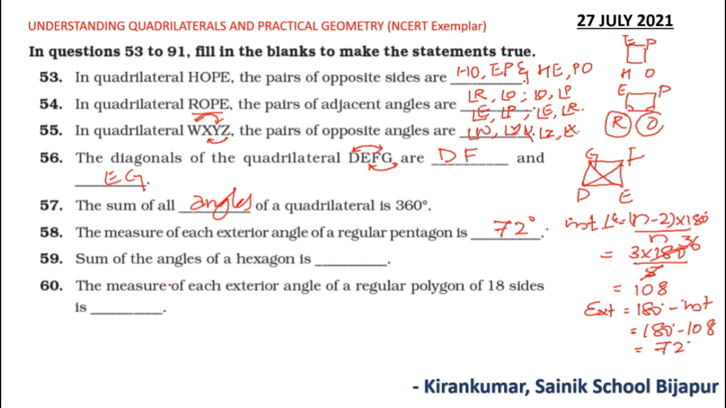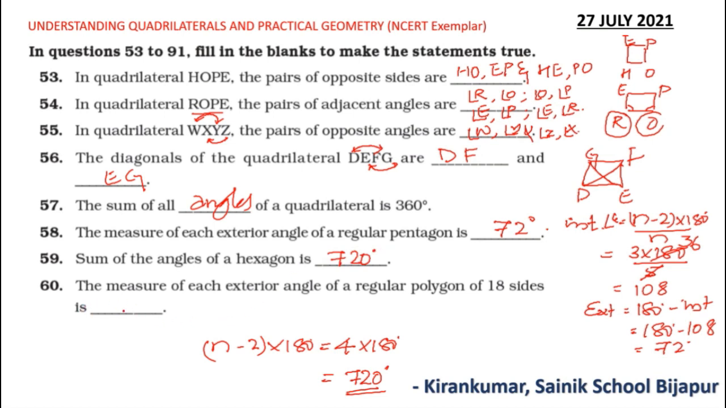Question 59. Sum of the angles of a hexagon is. When the sum of the angles is asked, we can directly use (n minus 2) times 180 degrees. So 6 sides for a hexagon, so 4 times 180, since 6 minus 2 is 4. So when 4 is multiplied by 180, we get 720 degrees as the sum of all the angles.